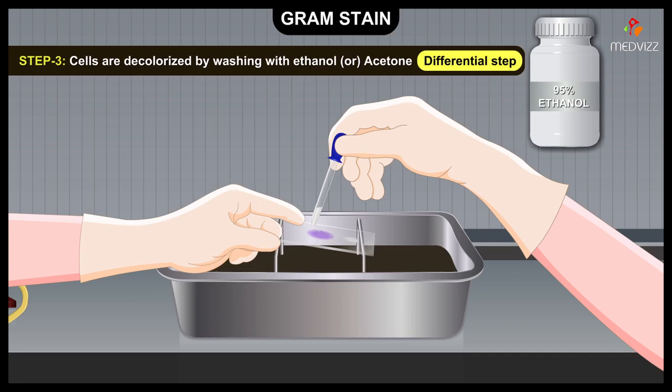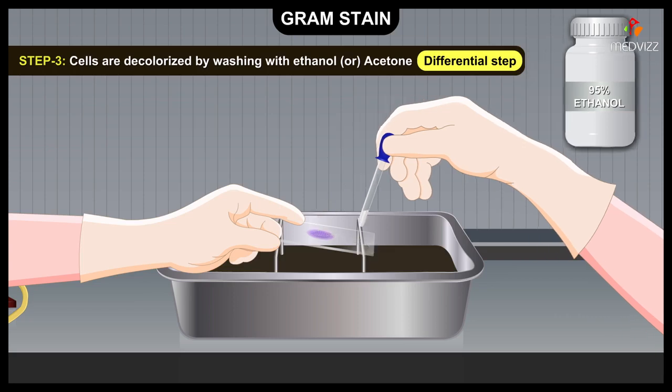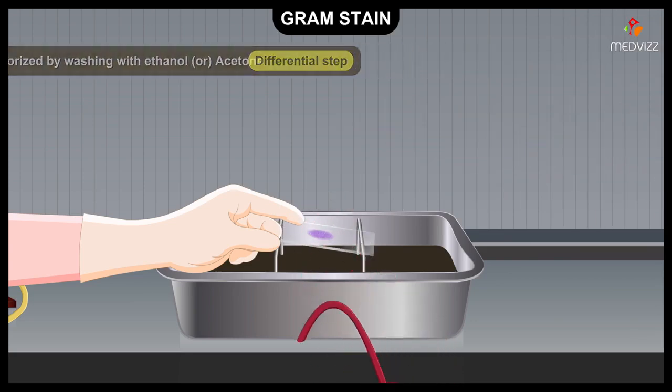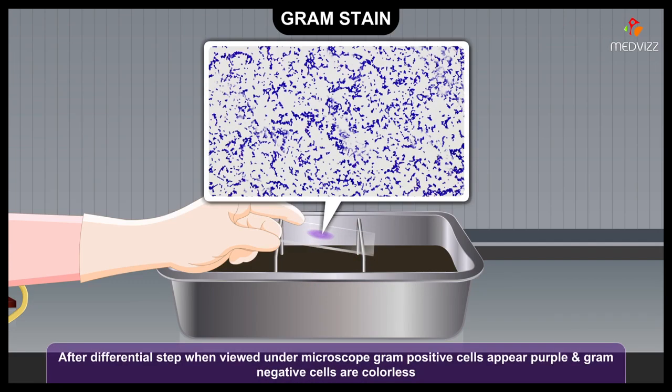Even Gram-positive cells can lose the crystal violet iodine complex during prolonged, excessive decoloration. Excess ethanol is then washed off with water. When viewed under the microscope, Gram-positive cells appear purple and Gram-negative cells are colorless.